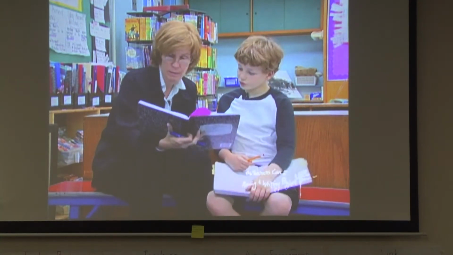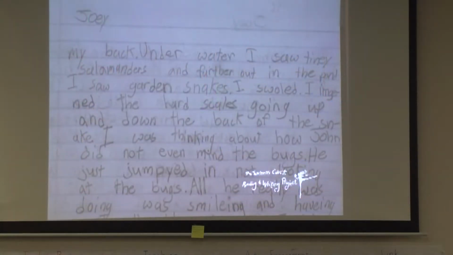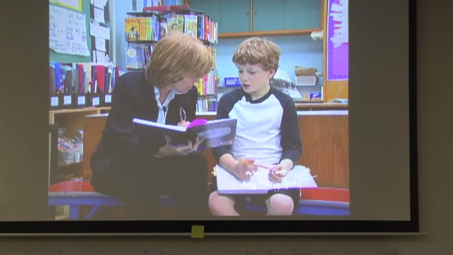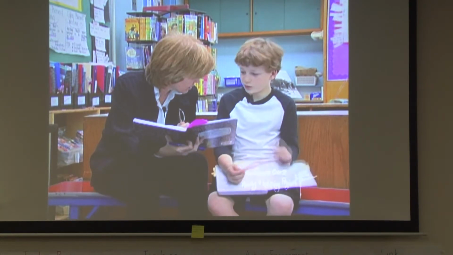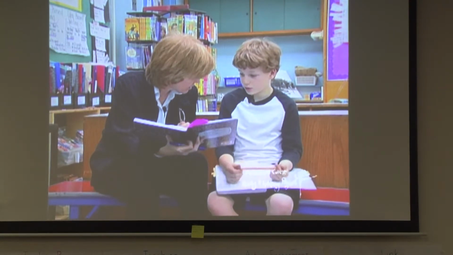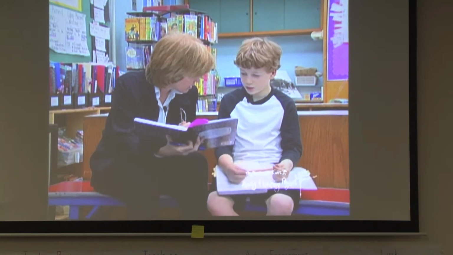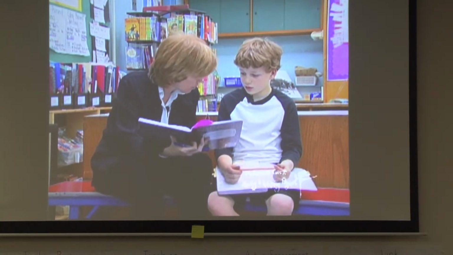Let me go back and read this. I saw tiny salamanders. I saw garden snakes. I swallowed. I imagined the heart scales going up and down the back of the snake. He wants him to stay in the moment. Stay right in the action. Beside me, John was soaking wet with water, and he still was. He amazed me so much. No, you're summarizing it. Just say what he did.